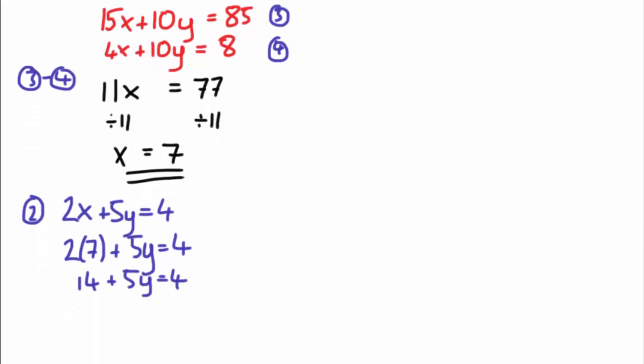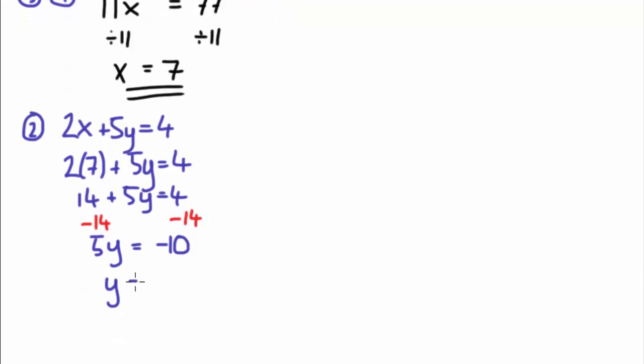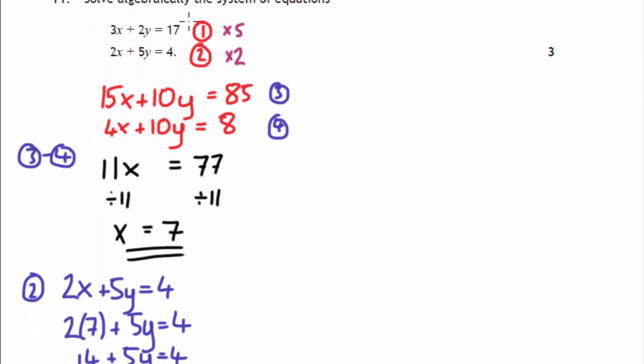And we can then work out what y is, because we can take 14 away from this side, take 14 away from this side, so we've then got 5y equals minus 10, so that means y equals minus 2. And that's the answer.